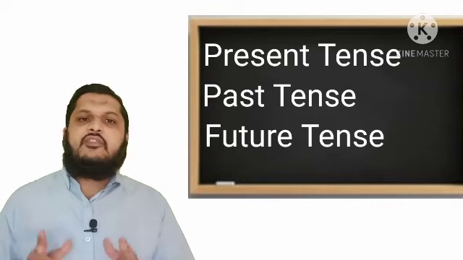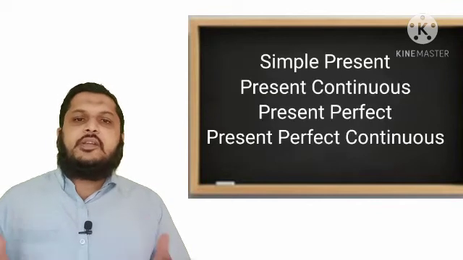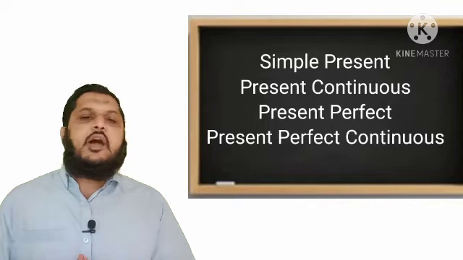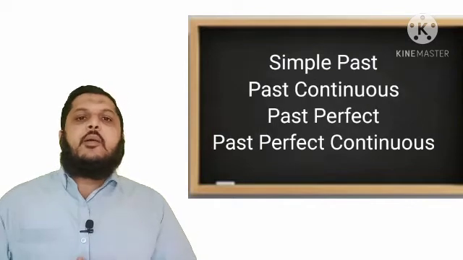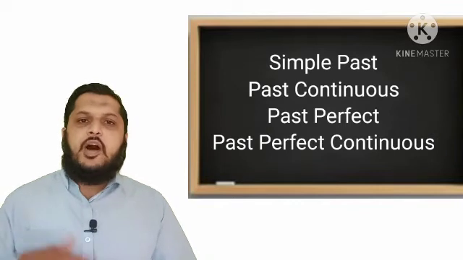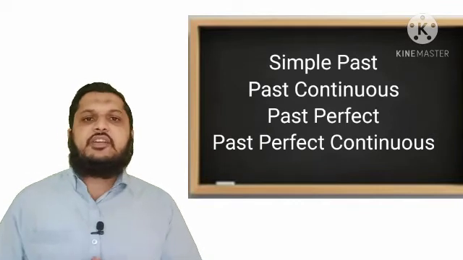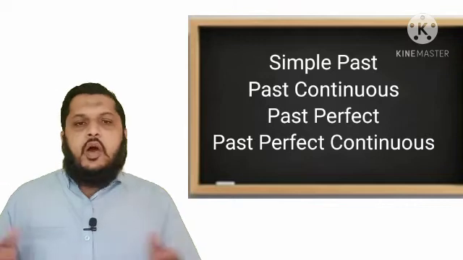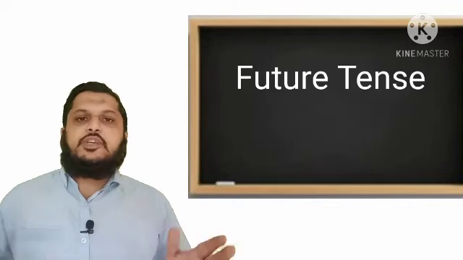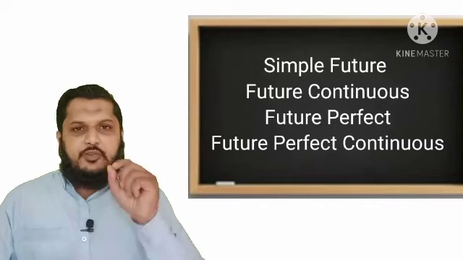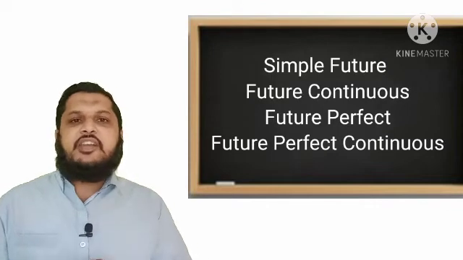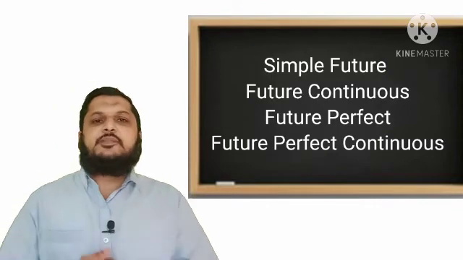That is, we have simple present, present continuous, present perfect, and present perfect continuous. Similarly, we have simple past, past continuous, past perfect, and past perfect continuous. Now we will talk about future tense forms. We have simple future, future continuous, future perfect, and future perfect continuous.